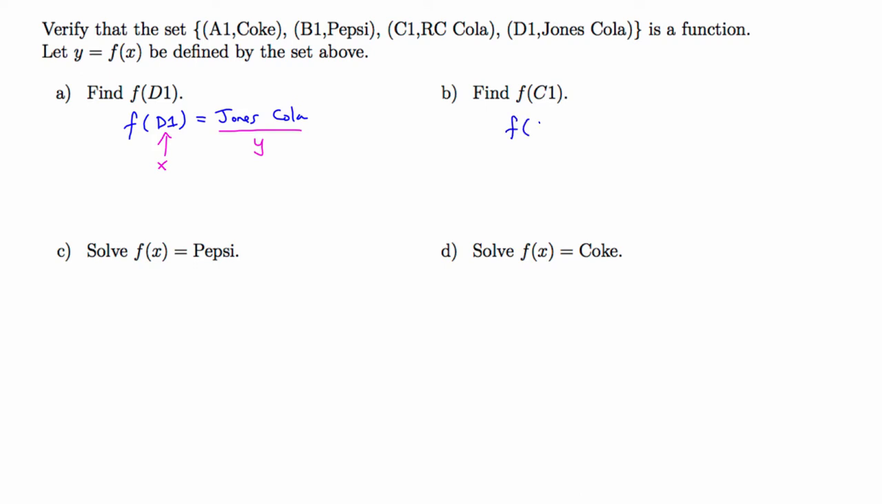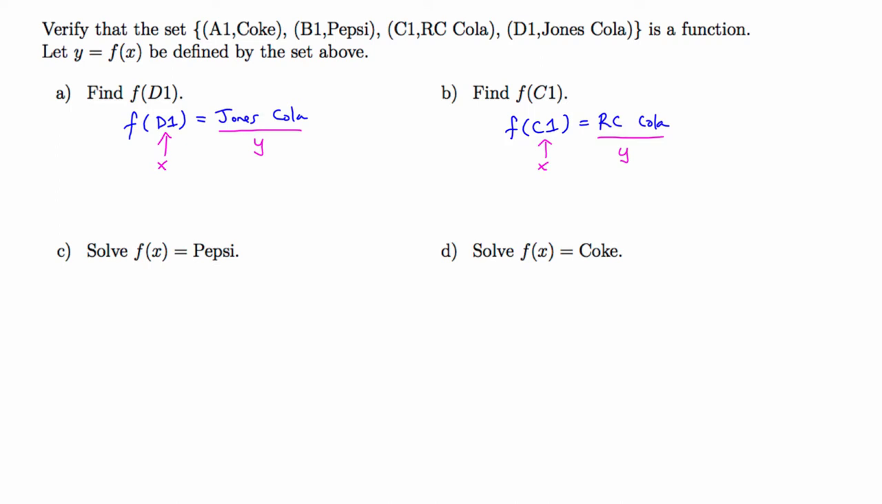In part B, we are asked to find f of C1. Again, it is important to recognize that because C1 is inside the parentheses, C1 is an x value. And so I'm essentially being asked, what y value is paired with the x value of C1? If I go back to my set of ordered pairs, I can see that C1 as an x value is paired with the y value of RC Cola. So f of C1 equals RC Cola. Again, f of C1 equals RC Cola because RC Cola is the y value that is paired with the x value of C1.